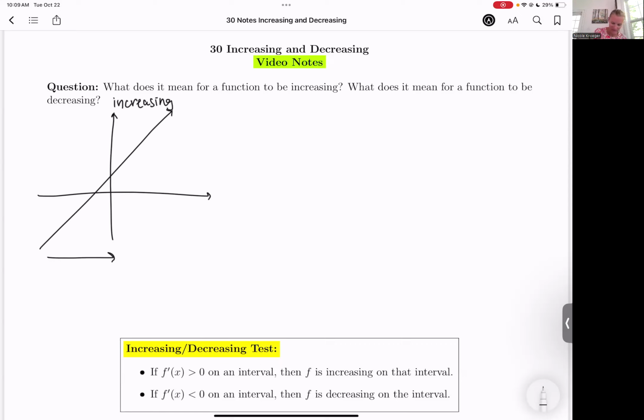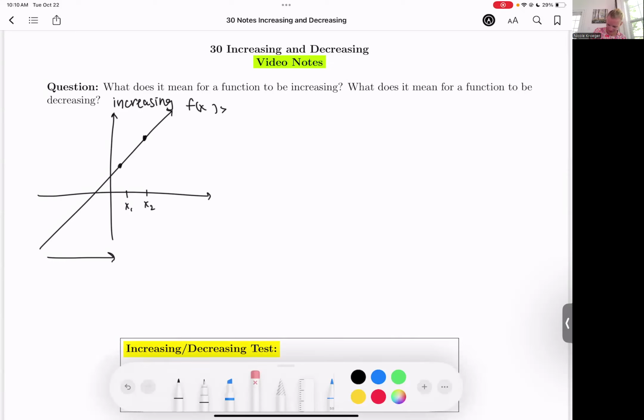So this whole function is increasing. If I take two x values, we notice that the y value at the bigger x value is bigger. So increasing means that f of x1 is smaller than f of x2 if x1 is smaller than x2. So the y values get bigger as the x values get bigger. This is what it means for a function to be increasing.